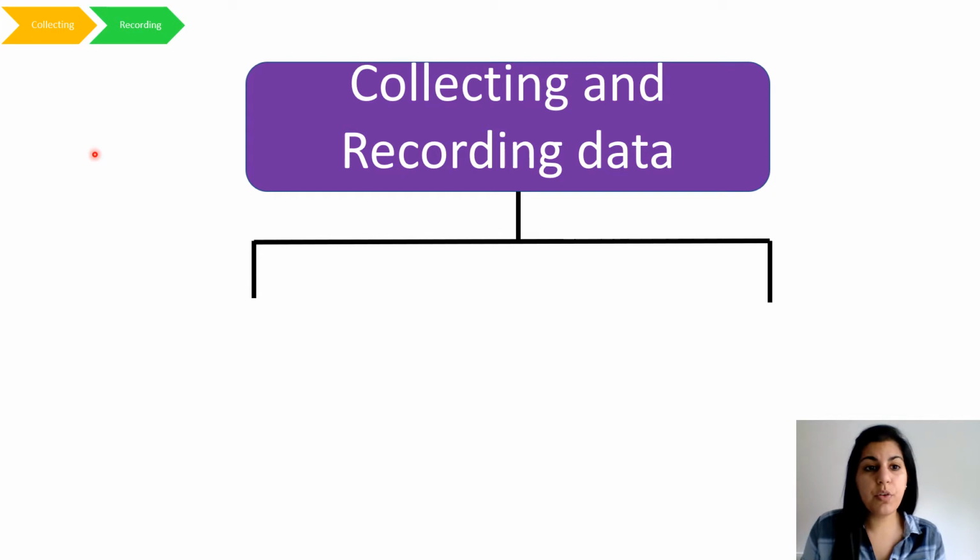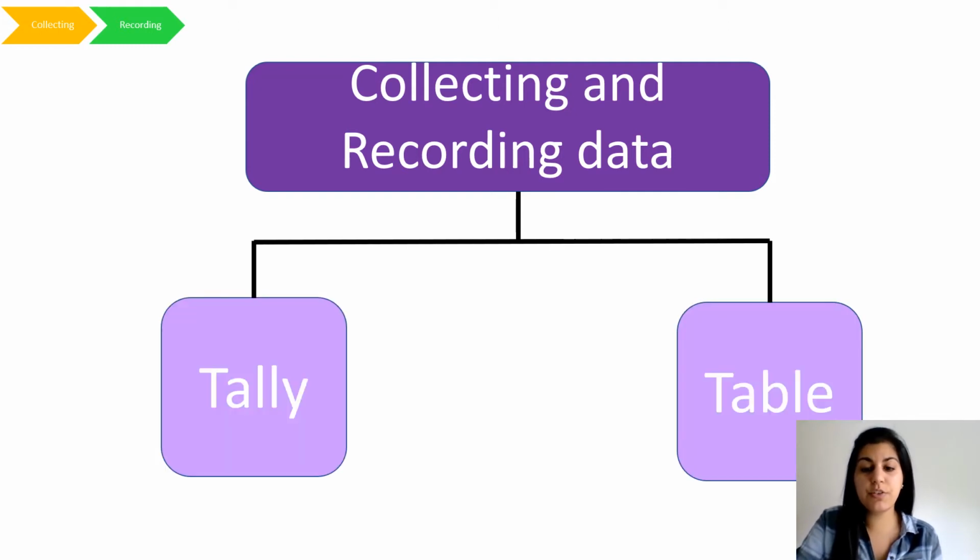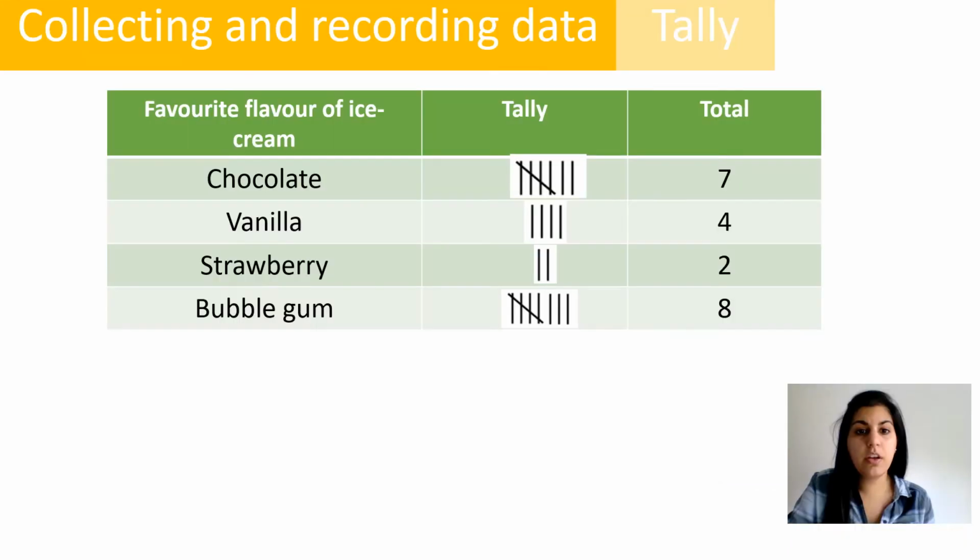So let's move on to our collecting and recording of data. So there are two main ways that we can collect and record data. One of these is through a tally, and one of these is through a table. So we'll start off looking at a tally chart. So the first thing I need to notice with my tally chart is that I've got it labelled. So you can see here what information was I collecting.